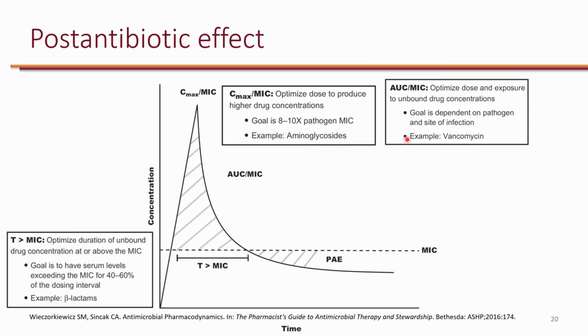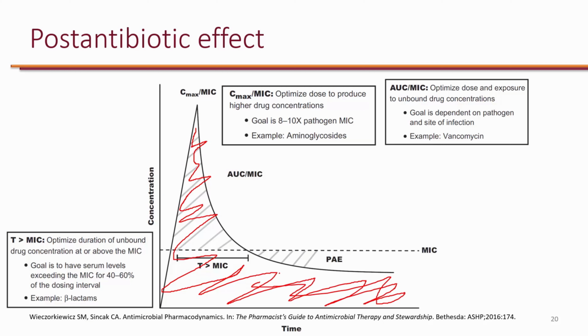And then we have the concept of AUC to MIC, which we will talk about more when we talk about vancomycin. AUC to MIC is primarily used for vancomycin, and the AUC is basically the area under the curve. So it would be all of this area. This would be the AUC.